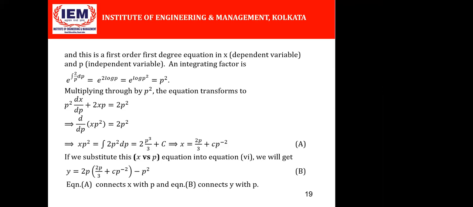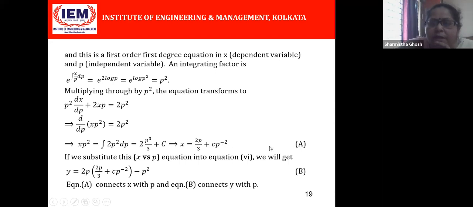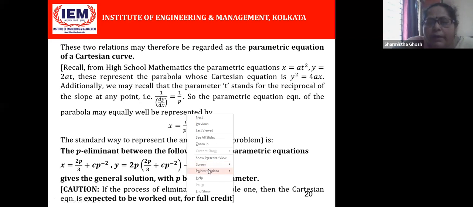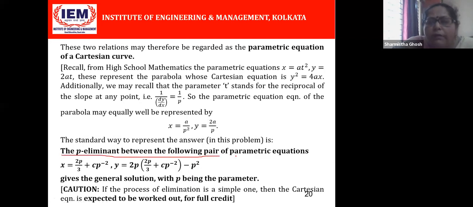Okay. So ma'am, you are not going to do anything further. You are just going to write, finally, that this A and B together make the general solution. You see, here it's written. I have not come up to this here. So finally, the standard way to represent the answer to this problem is: the p eliminant between the following pair of parametric equations gives the general solution, with p being the parameter. With the idea that if I can eliminate the p, that gives us the general solution. But yes, we are presenting the solution without doing the elimination. With the philosophy that if we eliminate, we will get a relation between x, y, and c, which will represent the general solution. So the final answer should be written like this.